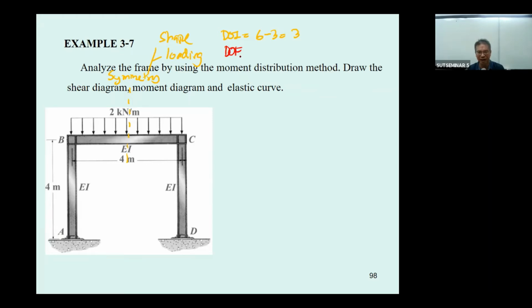However, for the degree of freedom, you have zeta sub A is 0, zeta sub D is 0, and you will have zeta sub B and zeta sub C. And since symmetry, the delta is 0. And if you can imagine, the deformation of this one will be something like this. Okay, due to the symmetry, it is going to be deformed like this.